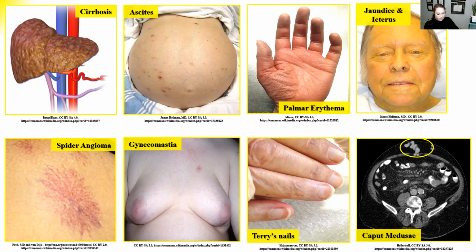This is Terry's nails here. You can see that they have this decreased reddish loss of vascularity in the nail bed. And then the caput medusae, you're looking at a CT scan there, and you can see that that's superficial to the muscles in the abdomen. They get this collateral circulation in that area.